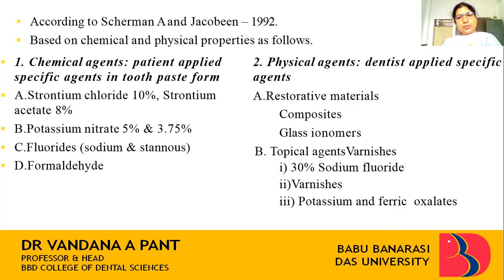So it can be the restorative material like composites that we use for cavity filling. So they are the compomers. It can be the glass ionomer, a thin layer of glass ionomer, but these have to be applied at various intervals because they get upgraded again if we have not taken the preventive measures. Then the varnishes, topical agent varnishes. Yes, varnishes, they do retain for a longer time period: 30% sodium fluoride varnishes, potassium and ferric oxalate. So these are the various agents that can be used.